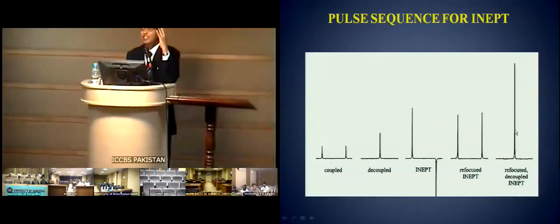Now compare the intensity of this signal and this signal. Intensity of this signal, decoupled signal, and INEPT decoupled signal. And this is because of what? Polarization transfer, right? Now you tell me, what is the use of it? You still don't have the information about the multiplicity.